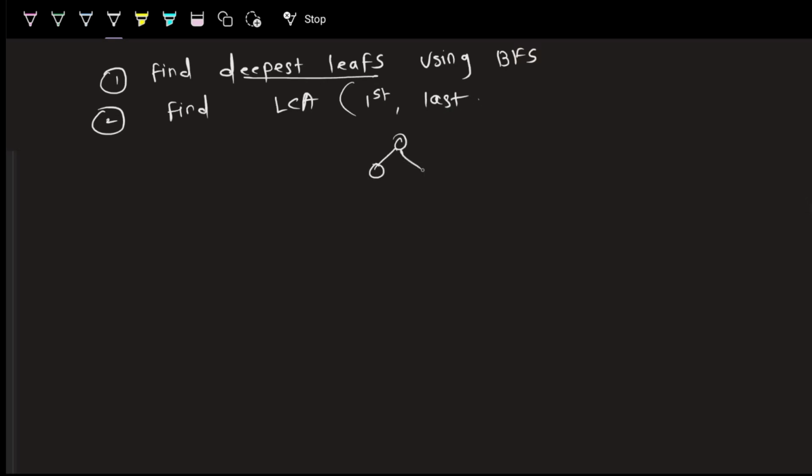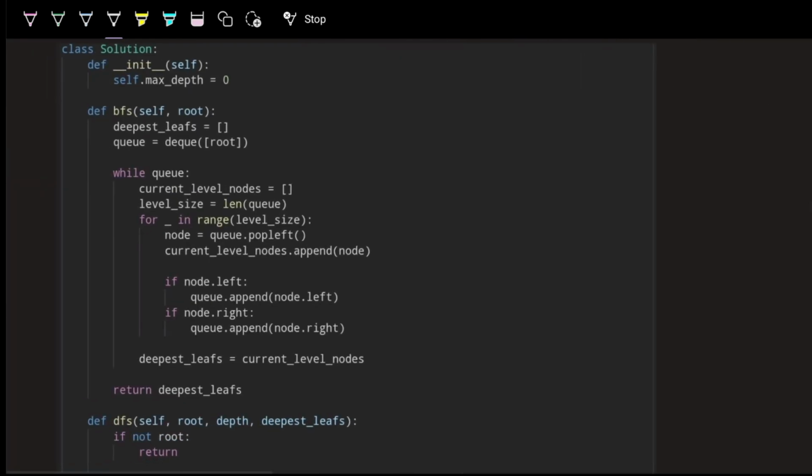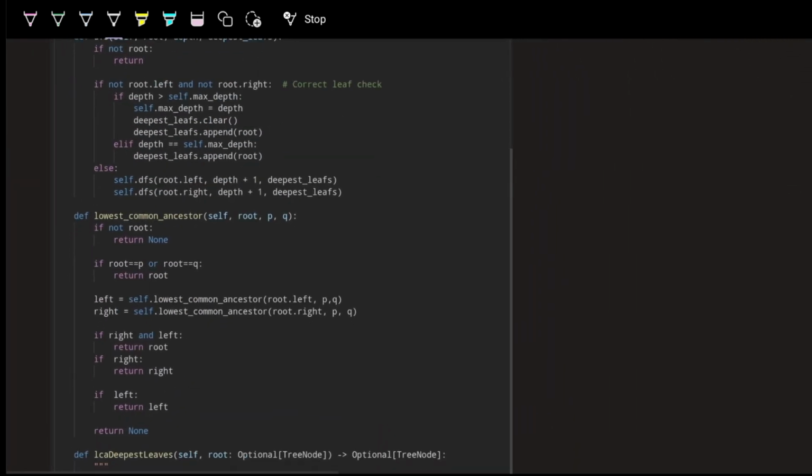So if this is my tree, I'm just finding the LCA for this one and this one. I'm not finding it for this one, even though they are deepest leaves, because ultimately this will give me the answer for all nodes. So the code for this problem is simple, I would say.